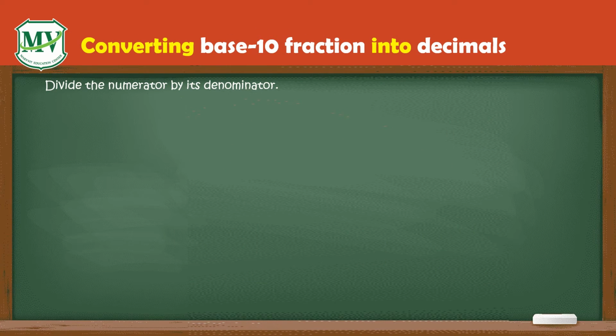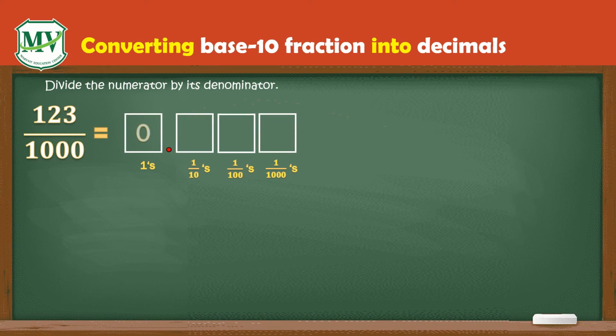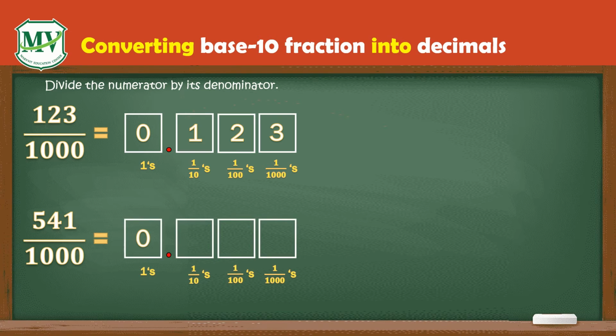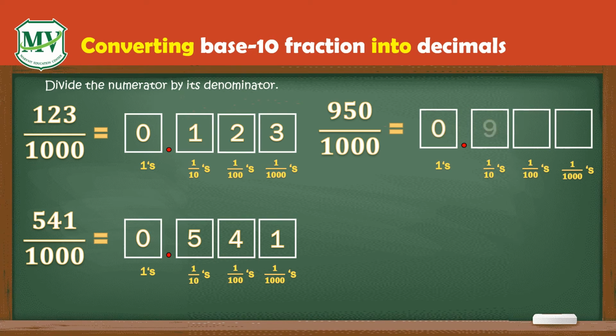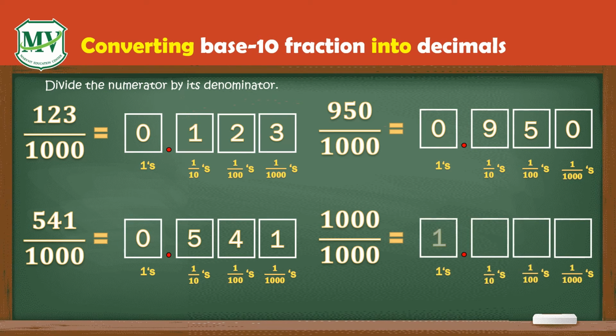How about denominators with 1000? 123/1000 is equal to 0.123. 541/1000 is equal to 0.541. 950/1000 is equal to 0.950. And 1000/1000 is equal to 1.000 or just 1.